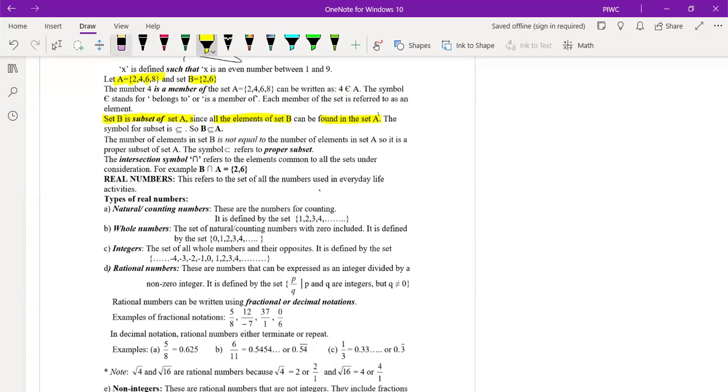And then there's a symbol for that as well. And the symbol is what you see here. This represents the symbol for subset, okay? So you see B is a subset of A, if you are reading this here. B is a subset of A.